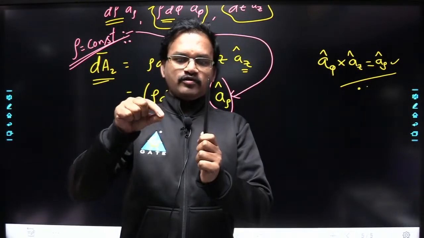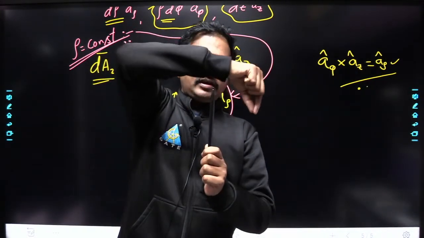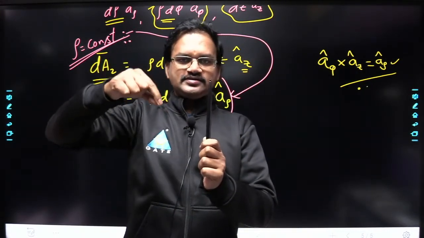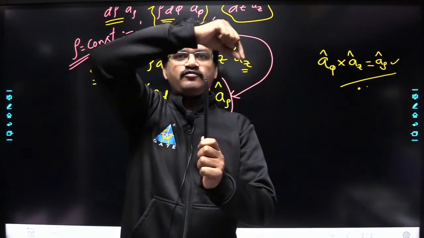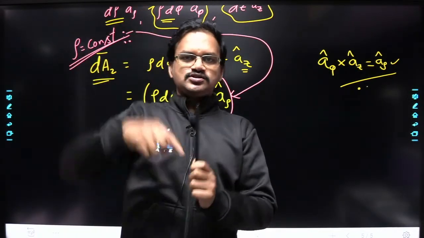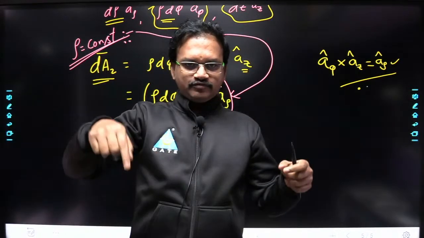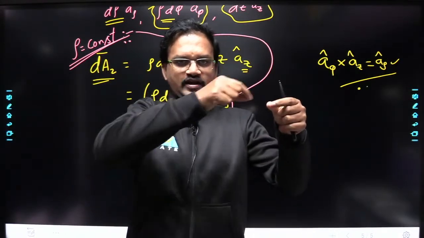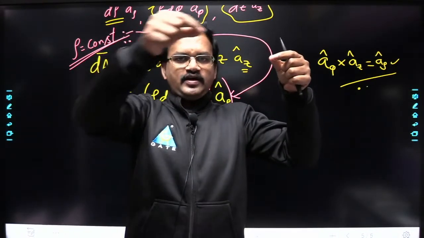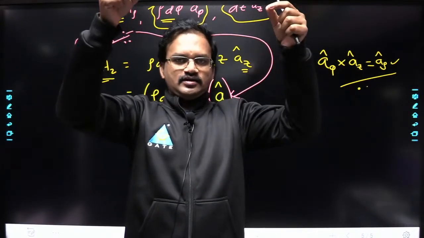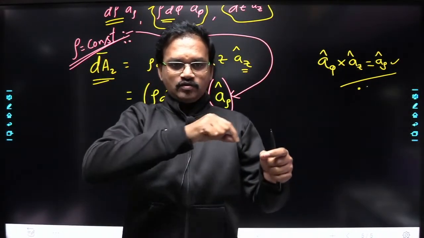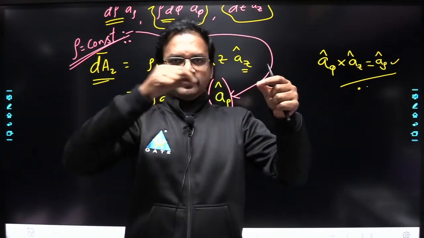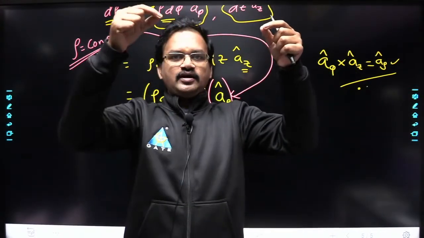Okay. So now vary phi and z. Understood? So that means you are varying phi and z. Okay. So rho is constant here. You are varying phi and z.